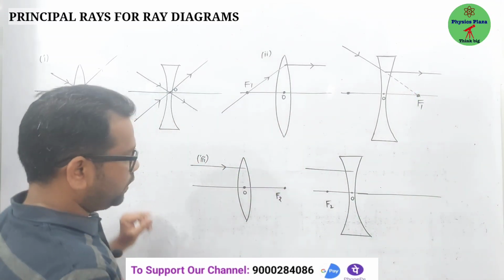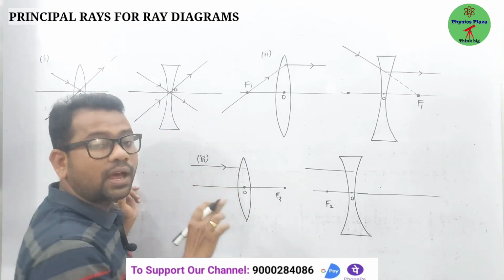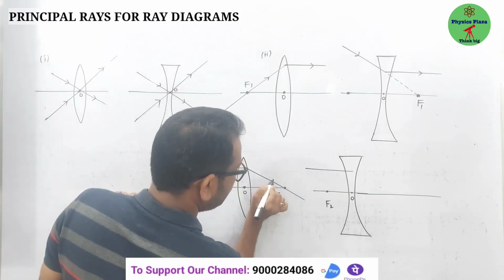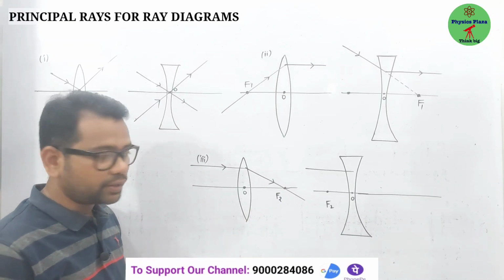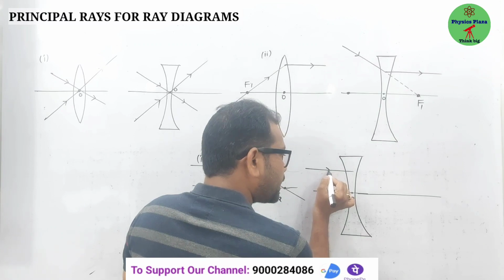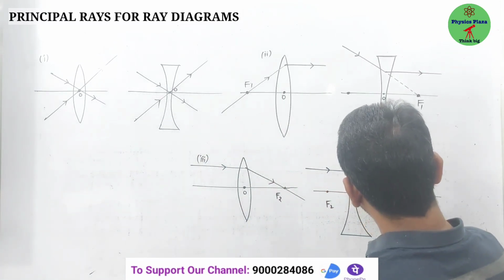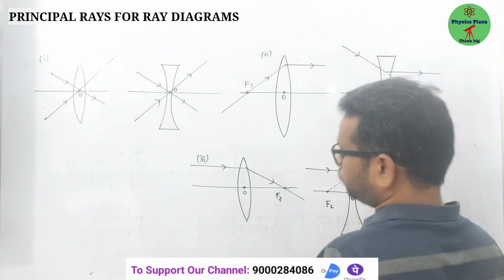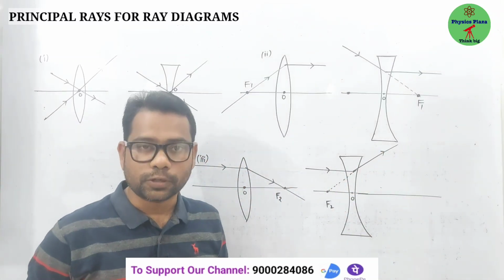Third one. For a convex lens, children, if any light ray comes parallel to the principal axis, after refraction it must pass through the second focus. Whereas for a concave lens, if any light ray passes parallel to the principal axis, after refraction it gets diverged and, when extended back, appears as if it is coming from the second focus.